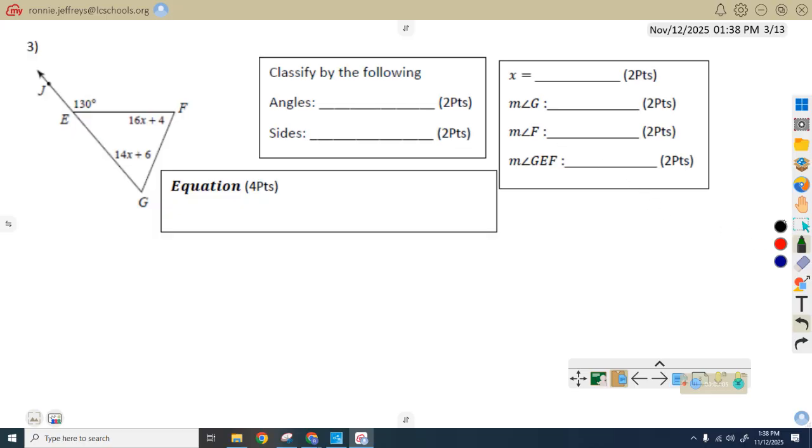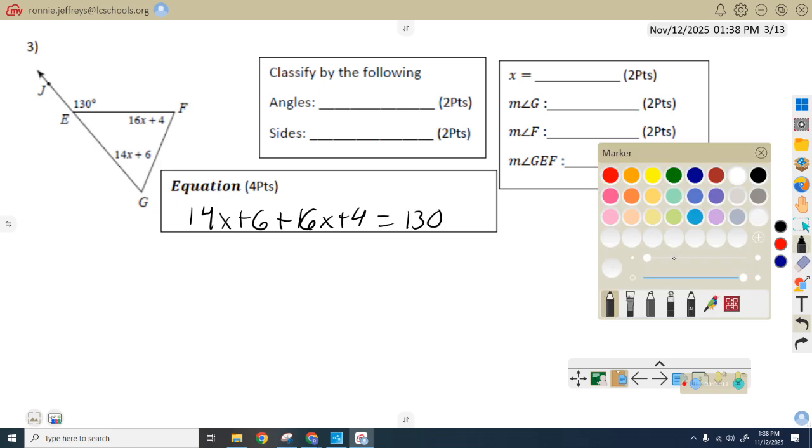Now, number 3. Well, 14x plus 6, x plus 4, 30.